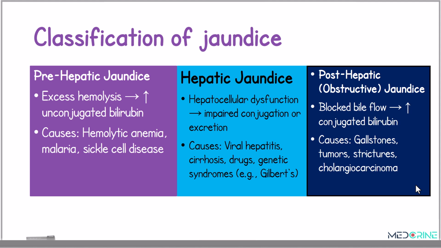Hepatic jaundice occurs due to liver cell dysfunction, impairing bilirubin conjugation or excretion. The common causes of hepatic jaundice include viral hepatitis, alcoholic liver disease, drug-induced hepatotoxicity, and genetic disorders such as Gilbert's and Crigler-Najjar syndrome.